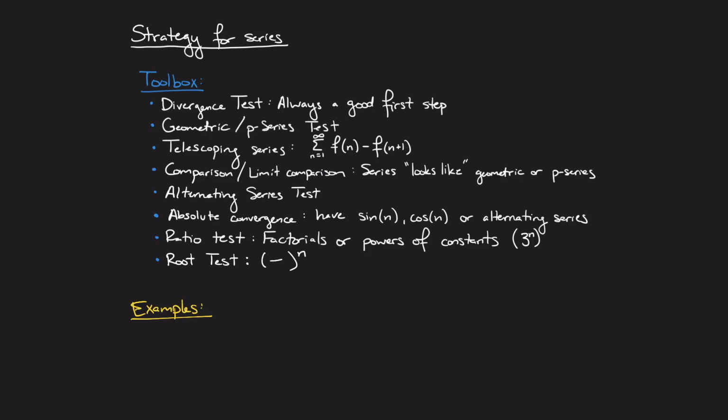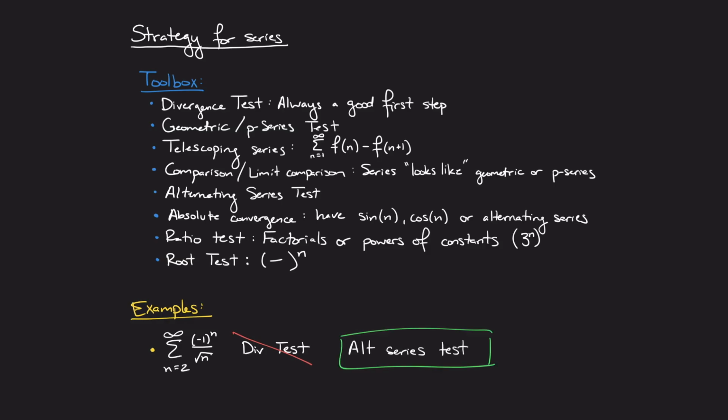So, here we go. For the sum of (-1)^n over square root of n, we can start by using the divergence test. But that fails since the terms do go to 0. However, we notice that the series is alternating, and so we can use the alternating series test. For the sum of n over (ln n)^2, we start by using the divergence test, and we find that that works since the terms go off to infinity.